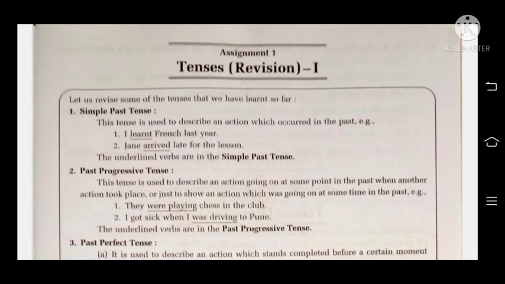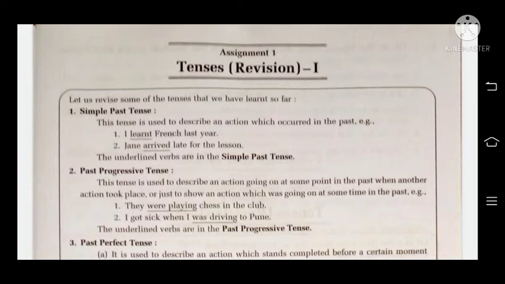First is, I learned French last year. The learned or learnt is the second form. Now the second example is, Jenny arrived late for the lesson. So arrived, used here, is the second form of the verb. Next you can see the second tense, the past progressive tense.